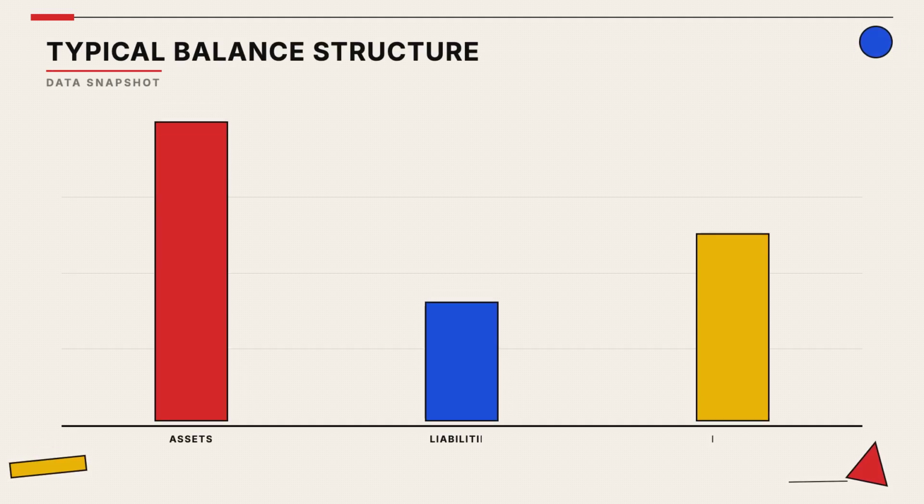This chart shows a common scenario where assets are funded by a mix of debt and equity. Both sides total exactly 100%.